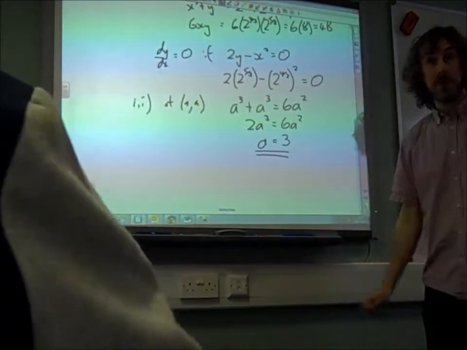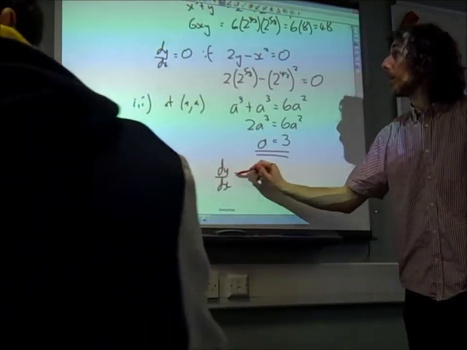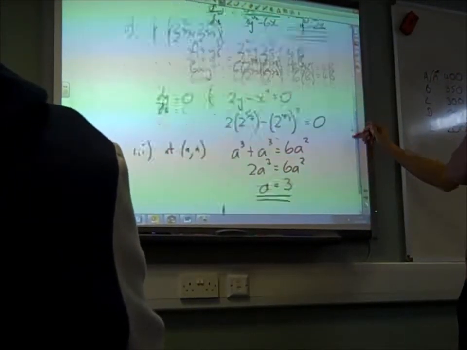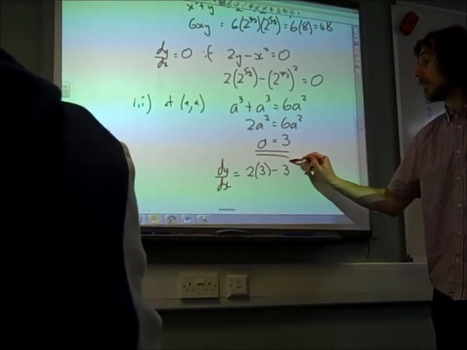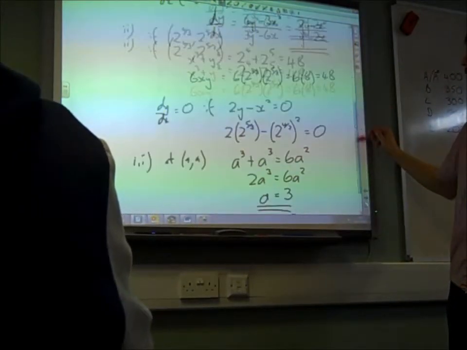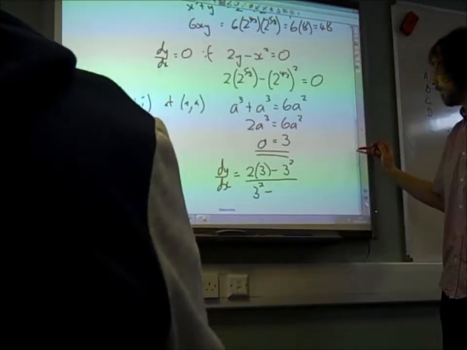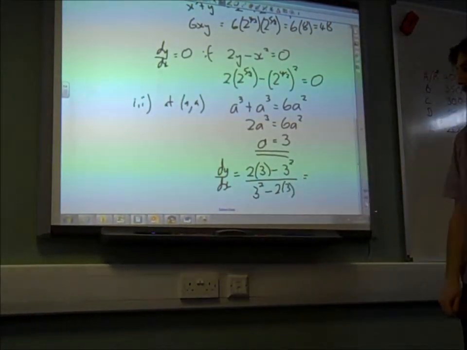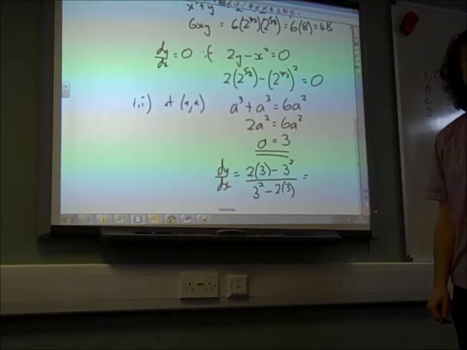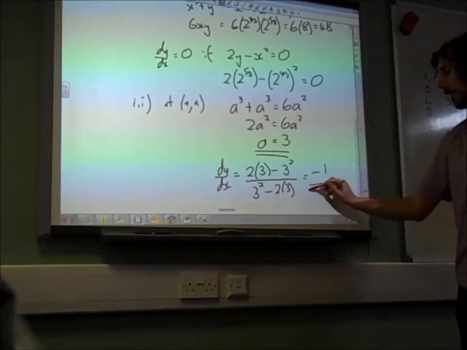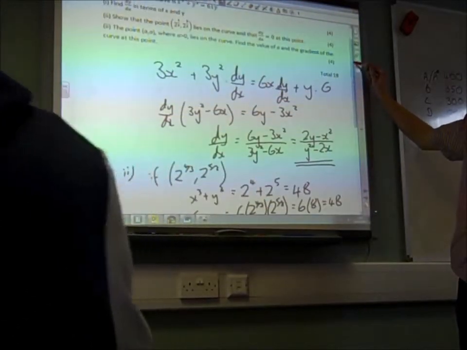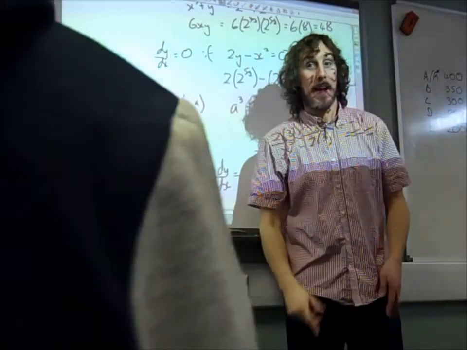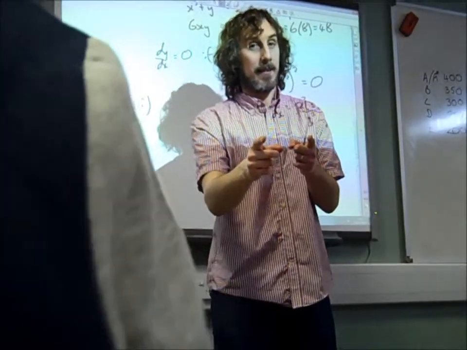And the gradient at that point, dy by dx, would be, subbing x and y both equal to 3 in there, we get 2 times 3 minus 3 squared, divided by 3 squared minus 2 times 3, which I'm going to say is minus 1, unless I'm very much mistaken. And there we have it for 4 marks there. Great, sorry that was so quick, and that's maths.